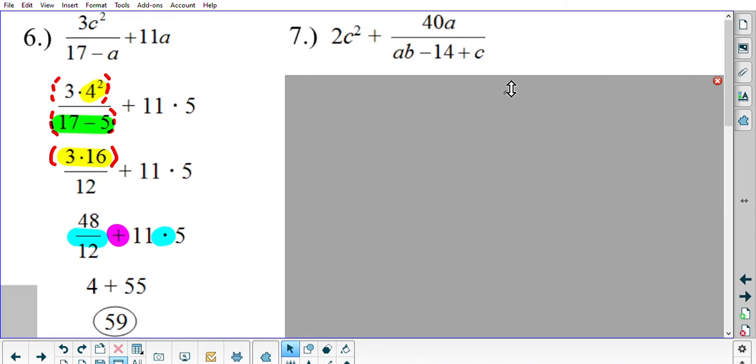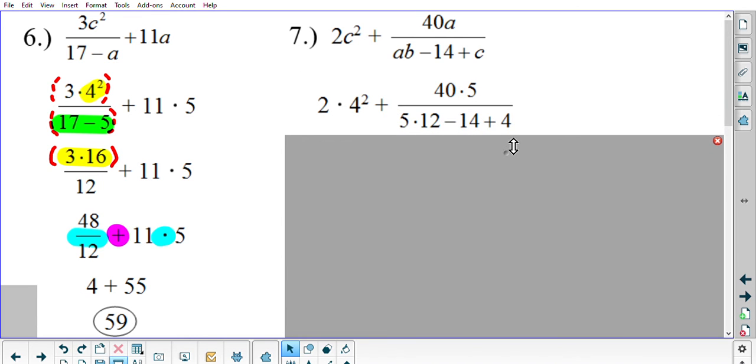Otherwise, here we go. First step is to substitute. So C is 4, A is 5, B is 12. Now I apologize, this almost looks like that I'm writing 40.5. That's supposed to be a raised times dot. So I apologize if it looks a little bit unclear. Those are supposed to be multiplication symbols, not decimal points.